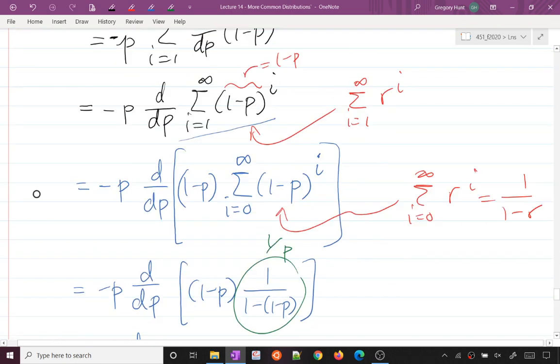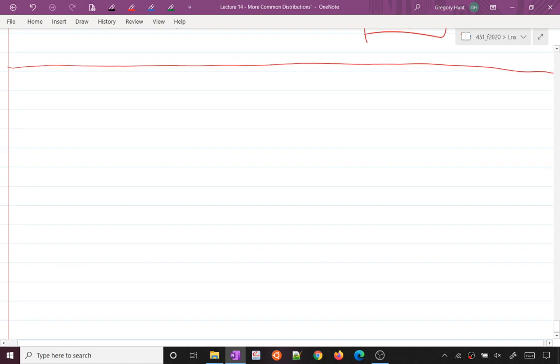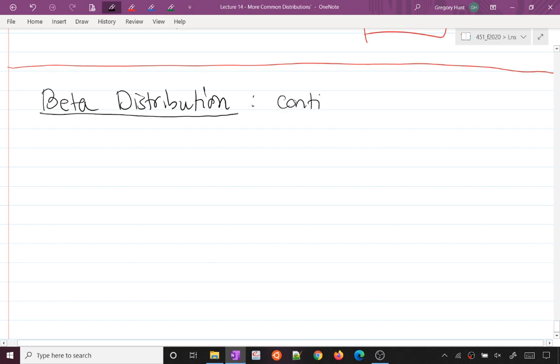So the last distribution I think we should look at today, and the last one before we move on to our next topic of random variable transformations, is the beta distribution. This is going to be a continuous random variable. We did a discrete one, now let's do a continuous one. The beta distribution is related to the gamma distribution in some ways. There's something called the beta function.